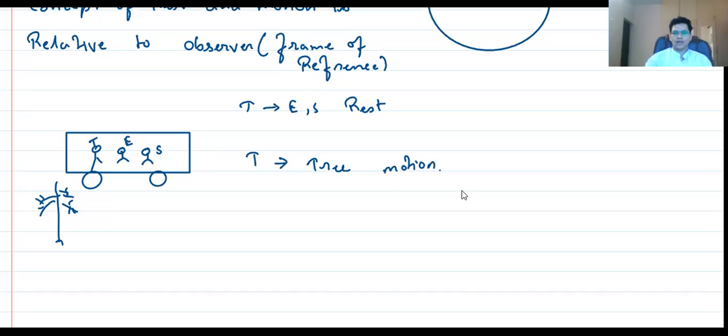I hope all of you understood the concept of rest and motion. And what is frame of reference? It is the point of observation. Yes, that will occur in a train also, right? Now think about it.